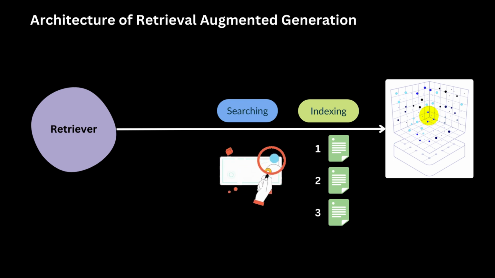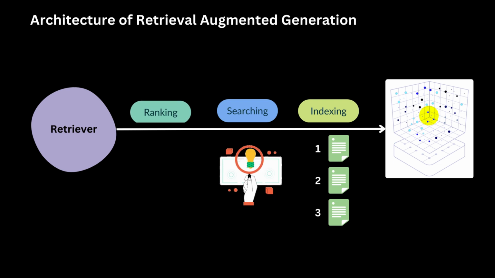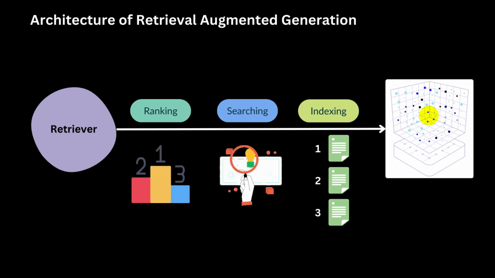This can involve techniques like TF-IDF, BM25, or more advanced methods like dense passage retrieval, which uses deep learning to understand the semantic meaning of the query and documents. The third step is ranking. After retrieving potential documents, the system ranks them based on their relevance to the query. This ensures that the most relevant information is prioritized for the next stage.